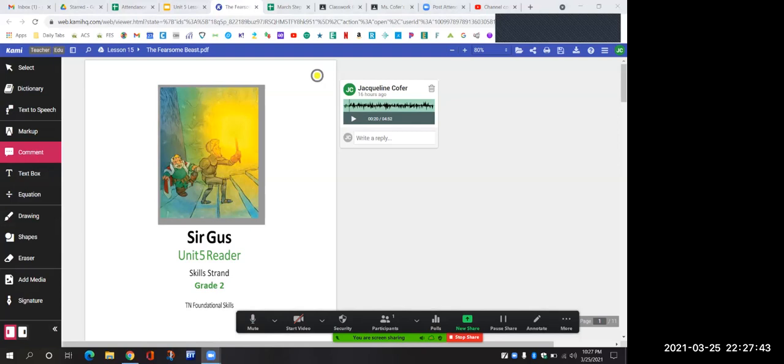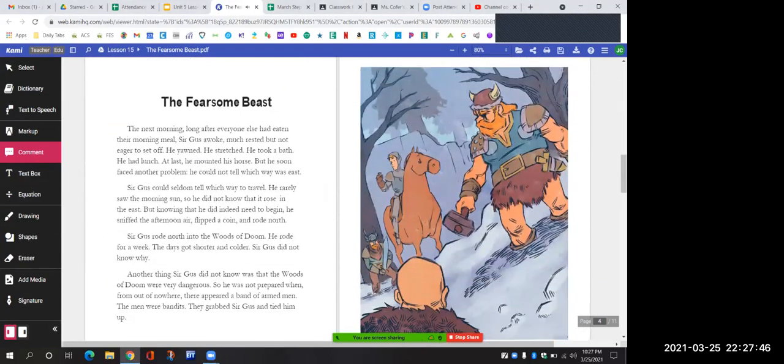Okay, here we go. Long after everyone else had eaten their morning meal, Sir Gus awoke, much rested, but not eager to set off. He yawned, he stretched, he took a bath, he had lunch. At last he mounted his horse. But he soon faced another problem. He could not tell which way was east. Sir Gus could seldom tell which way to travel. He rarely saw the morning sun, so he did not know that it rose in the east. But knowing that he did indeed need to begin, he sniffed the afternoon air, flipped a coin, and rode north.